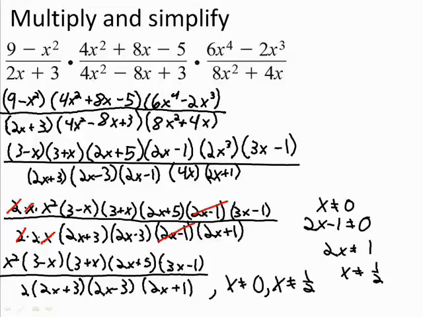So the simplified solution is x squared times the quantity 3 minus x times the quantity 3 plus x times the quantity 2x plus 5 times the quantity 3x minus 1 divided by 2 times the quantity 2x plus 3 times the quantity 2x minus 3 times the quantity 2x plus 1, where x is not equal to 0 and x is not equal to 1/2.